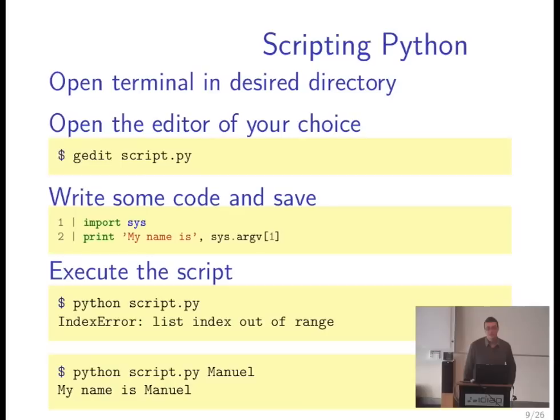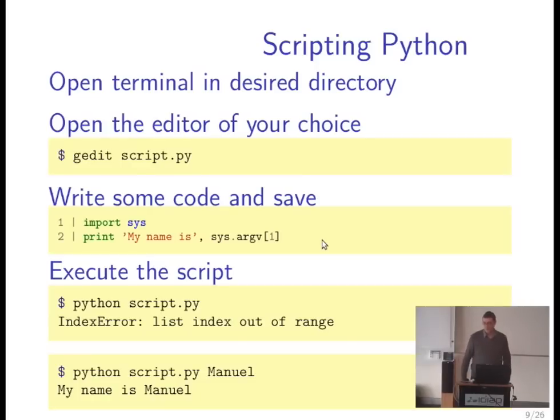Yes. So it converts the space between the "is" and the argument. Okay, that's a good question. So why is there no space between "is" and the argument? Because we have the comma here. And when you have a comma, this automatically inserts a space.